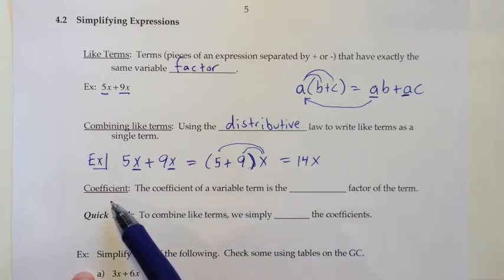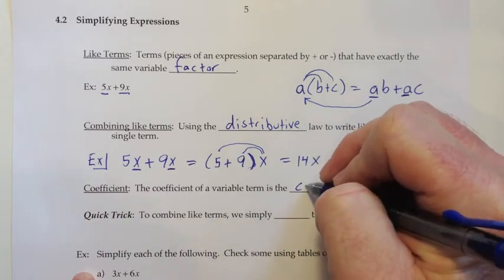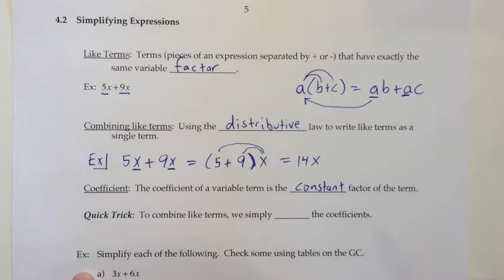But first let's just define a new definition, which would be coefficient. The coefficient of a variable term is the constant factor of that term. So the constant factor means the numerical factor. So on 5x that would be a 5, and on the 9x that would be a 9.